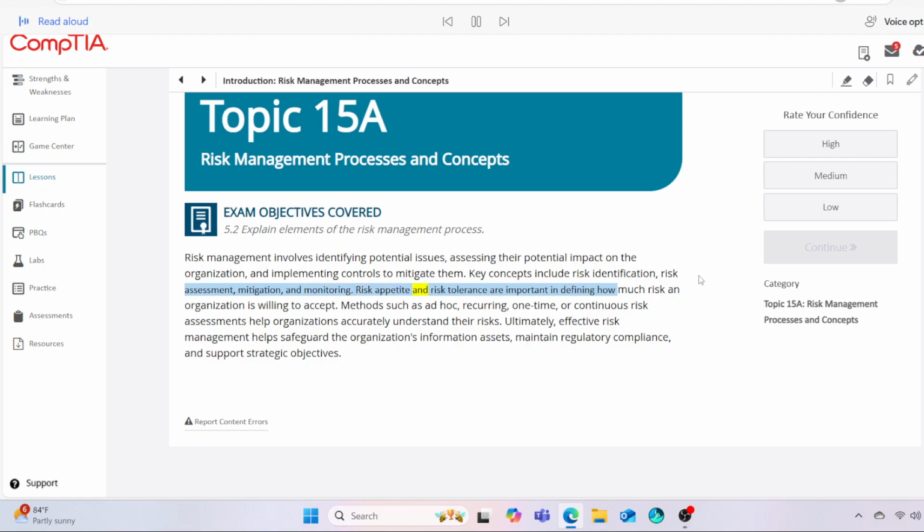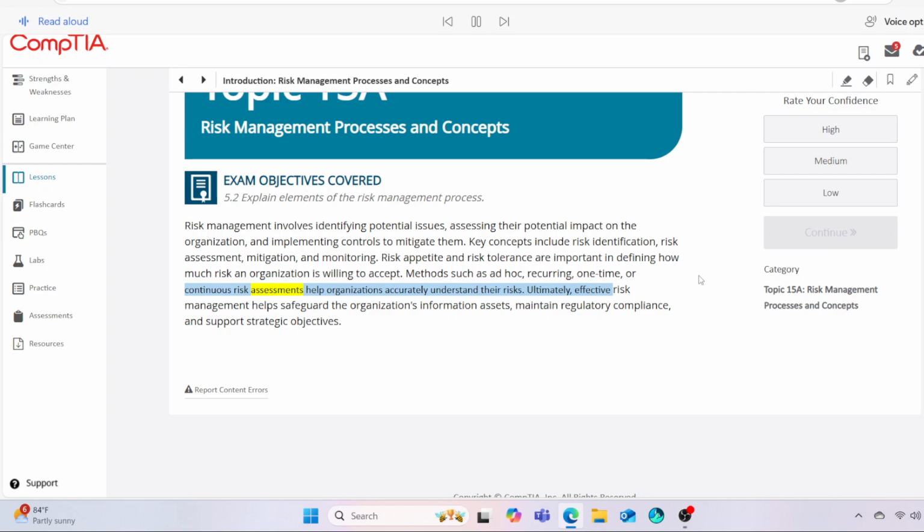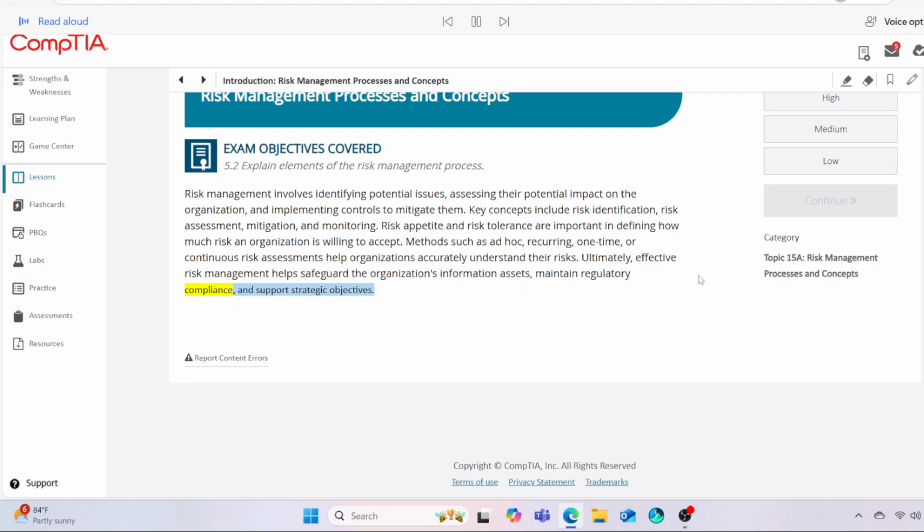Risk appetite and risk tolerance are important in defining how much risk an organization is willing to accept. Methods such as ad hoc, recurring, one-time, or continuous risk assessments help organizations accurately understand their risks. Ultimately, effective risk management helps safeguard the organization's information assets, maintain regulatory compliance, and support strategic objectives.